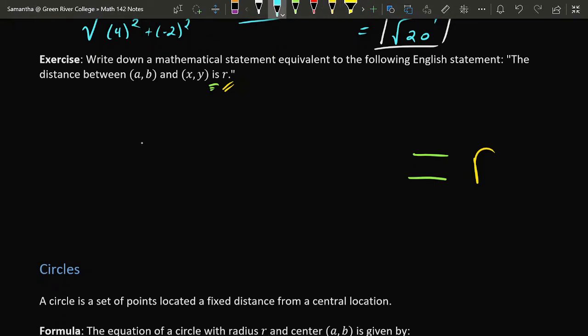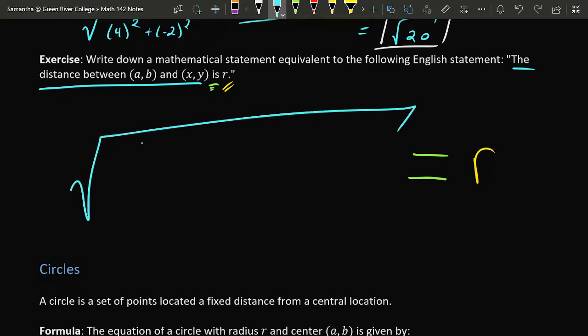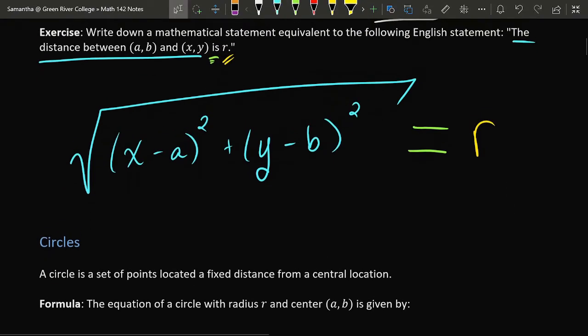How will I translate the distance between (a, b) and (x, y)? I have a formula to translate that distance into Mathish. The square root of the final x minus the initial x, x minus a, quantity squared, plus the second y minus the first y, y minus b, quantity squared. So this would be the translation of the given English statement into mathematics.